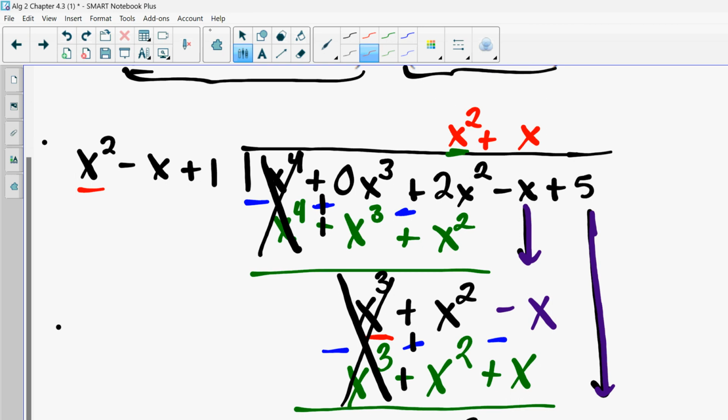And lastly, we need to see what times x squared gives us 2x squared, yes? Well, the number in front of x squared is 1. The number in front of our x squared that we're trying to match it to is 2. So we will have a 2. Yes, it will be plus 2. Because the 2x squared is positive, our x squared is positive, so the signs already match. So we'll leave that alone.